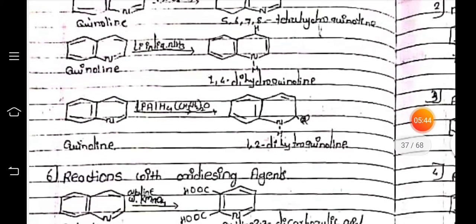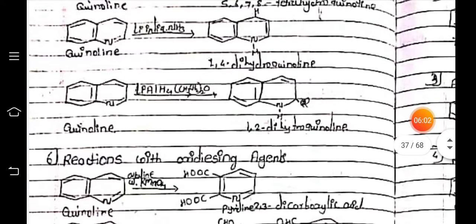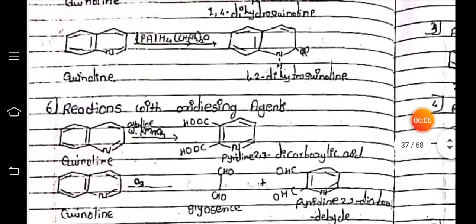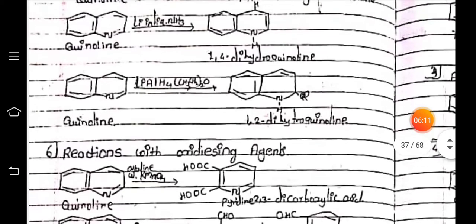Next one is the quinolines. So quinolines react with lithium and ammonia, giving 1,4-dihydroquinolines. In this case, nitrogen is attached with the hydrogen atoms and we get the alkane system, that is 1,4-dihydroquinoline as the product.